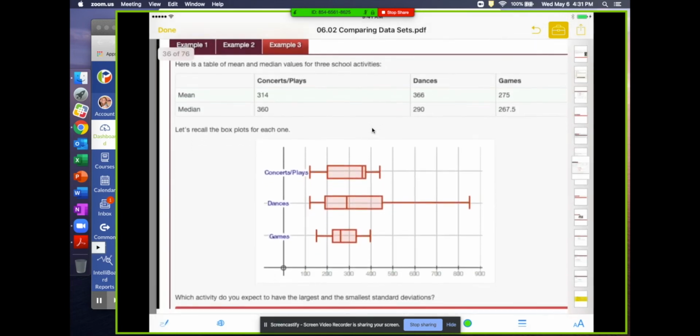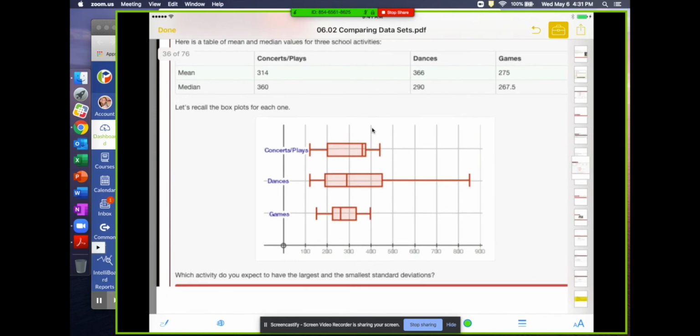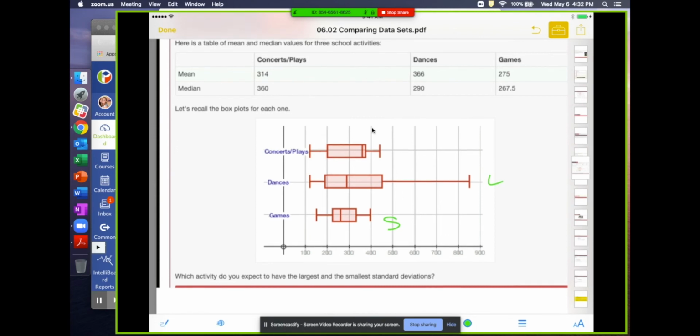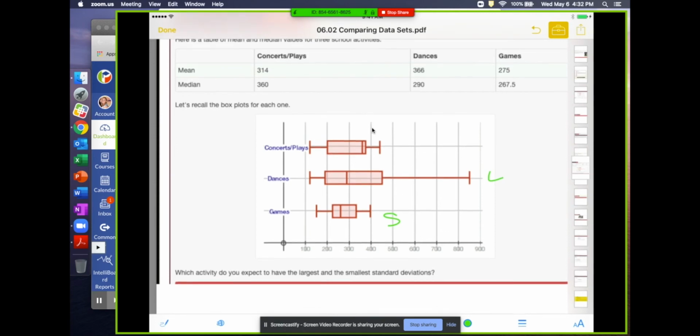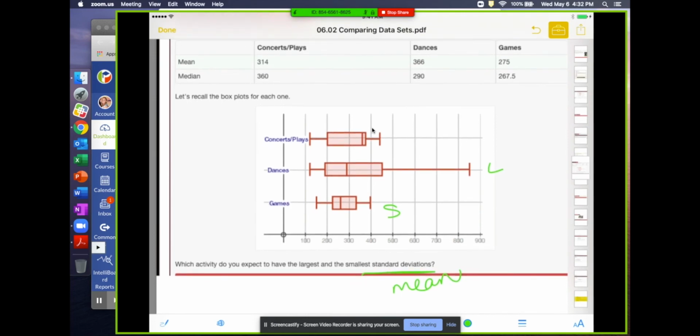So here they show us again the data from before with the different school attendance data, and it says, which activity do you expect to have the largest and smallest standard deviations? Well, standard deviation is a measure of spread, so I'm going to look at how spread out the data is. Dances is very spread out, so I'm going to guess that dances is going to have the largest standard deviation. Games is super small.